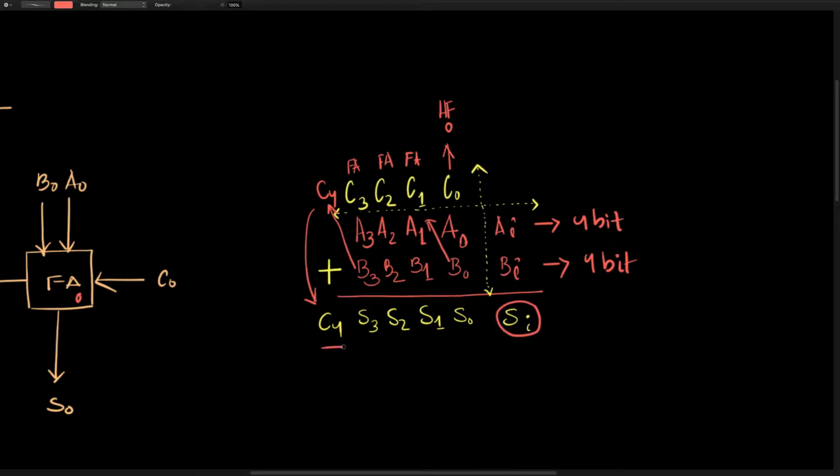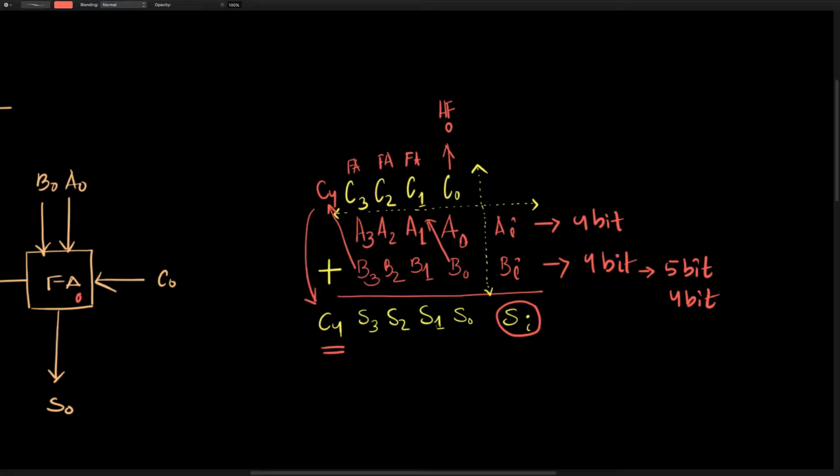Now c4 comes whenever there is an overflow. For a 4-bit calculation, there happens to be a 5-bit solution if there is an overflow. If there is no overflow, then we get a 4-bit solution, and c4 is going to be 0. That is simple. In the overflow case, you will find a c4. So how are we going to implement that?